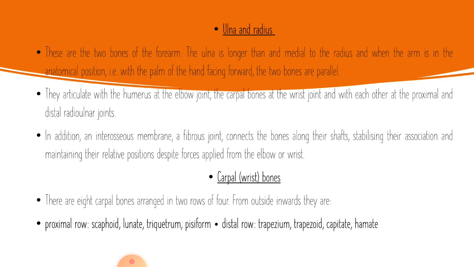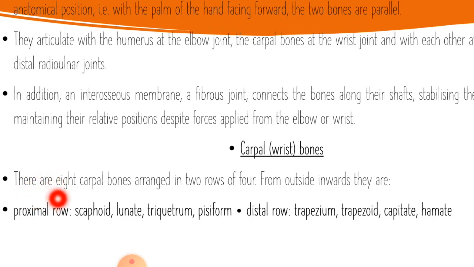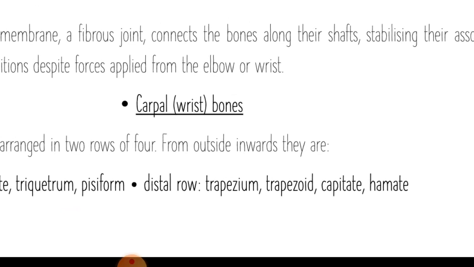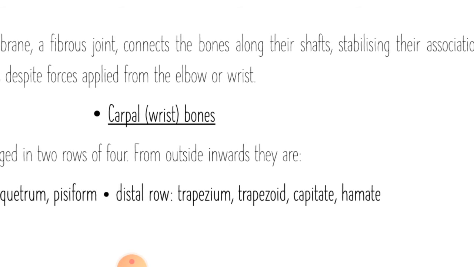Next we have the carpal wrist bones. There are 8 carpal bones arranged in 2 rows of 4. From outside inwards, in the proximal row we have scaphoid, lunate, triquetrum and the pisiform bone, and in the distal row we have trapezium, trapezoid, capitate and hamate.